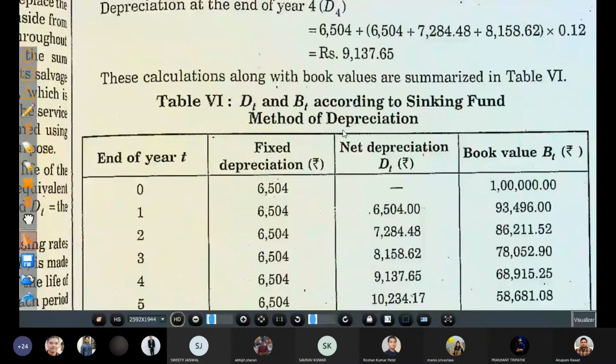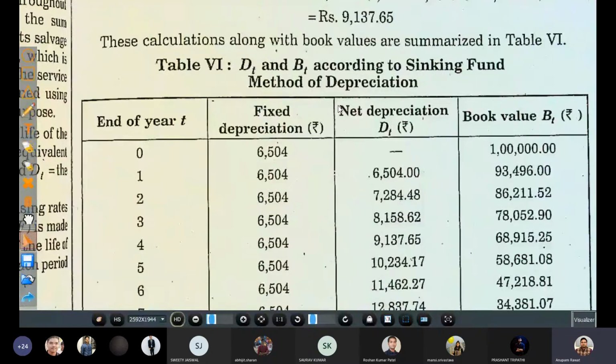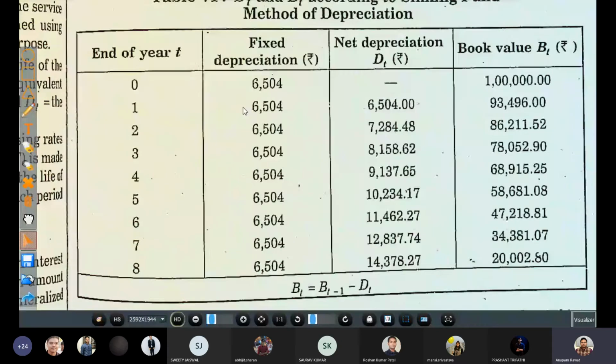So here at the end of the year T, that is 0 to 8, the fixed depreciation that we have calculated with the formula is 6,504 rupees. Net depreciation is basically the cumulative summation of depreciation, including the interest. So that is 6,504 plus 6,504 multiplied by 0.12, that is the interest. So the net depreciation is increasing with time: 6,504, 7,284, 8,158, and this way.